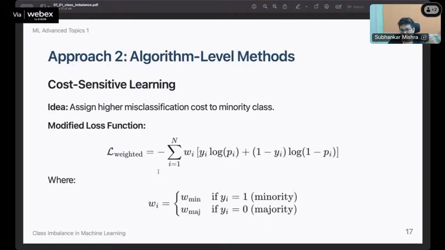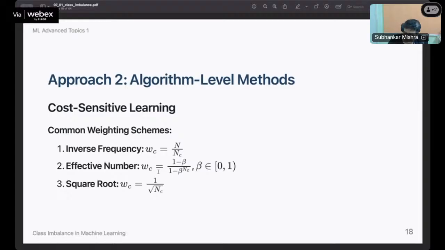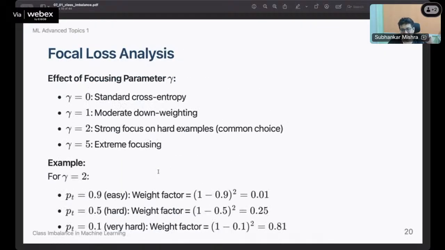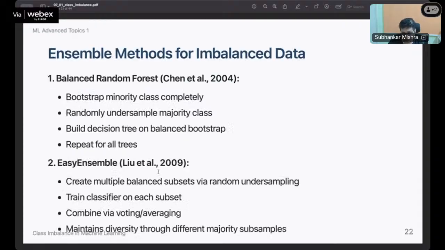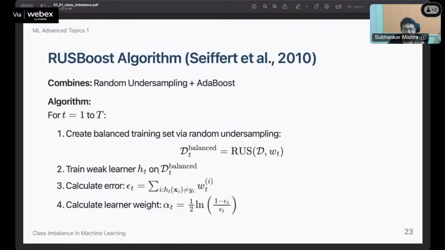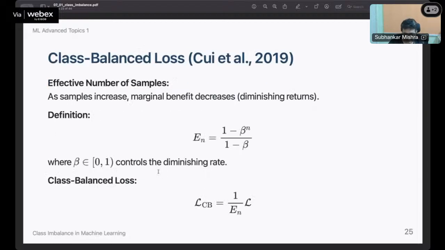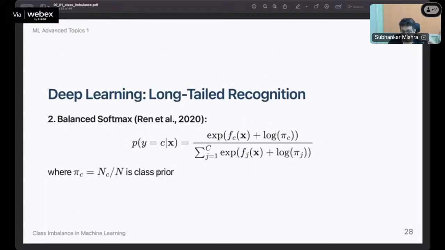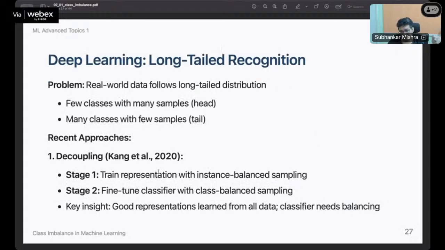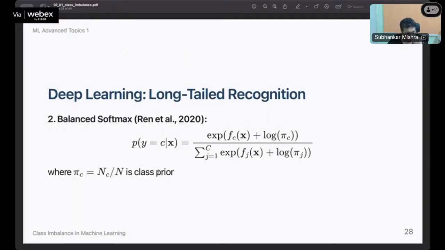Then from the algorithm side, we looked at cost sensitive learning: how do we update the loss functions to give more priority to the minority classes? Then how to do adaptive weighting, which the focal loss does. Then we have ensemble methods, where each individual model sees balanced data, but the overall model sees everything. And then there is RUSBoost, which combines both of them. Then there is class imbalance loss. Then we looked at decoupling, very nice, where we start by learning about the dataset first and then understand about class balancing.